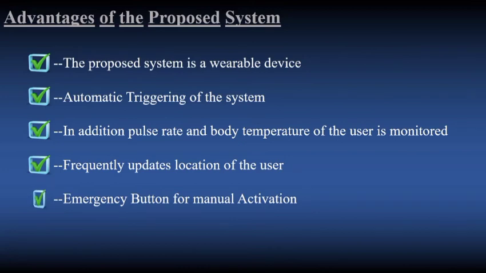As for the last advantage, we want to achieve an emergency button for manual activation. Here the question may arise: when there is already automatic triggering in our proposed system, why is there a requirement for the emergency button? There is a requirement because automatic triggering only happens when certain conditions are met, when certain circumstances occur, when certain scenarios happen. If these conditions fail to be met, the automatic triggering will not happen. At that time, if the user really wants to seek help, there should be an emergency button present which could trigger the system so that he could seek help.